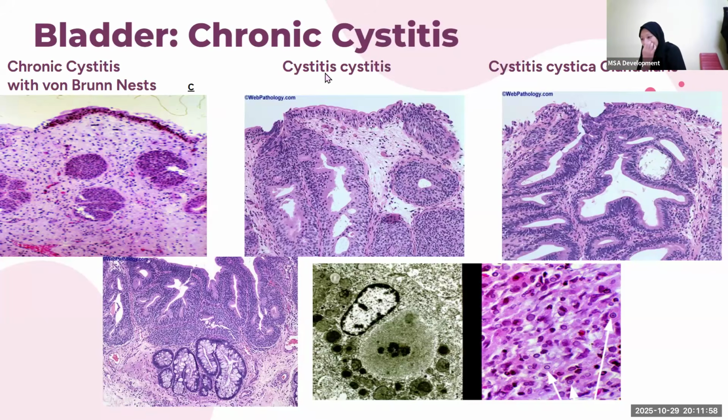Cystitis is the one where cystic structures appear. It's a weird name, but basically there are cysts coming in between. Then we have cystitis cystica glandularis, which is gland-like structures. Glandularis means that it starts to look more like intestine.